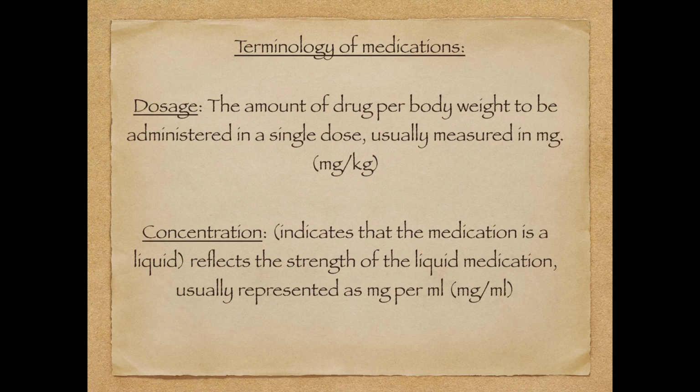In order to begin calculating medications, we need to grasp a couple of terms. Dosage. Dosage is the amount of drug per body weight to be administered in a single dose, usually measured in milligrams, and it's illustrated as milligrams per kilogram. Concentration indicates that the medication we're working with is a liquid. It reflects the strength of the liquid, usually represented as milligrams per milliliter.